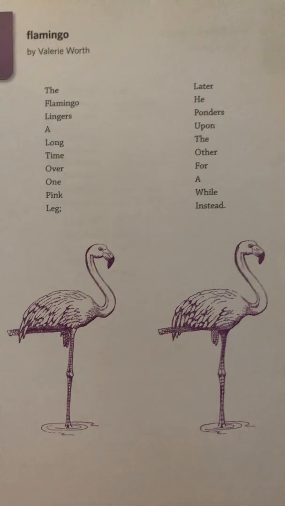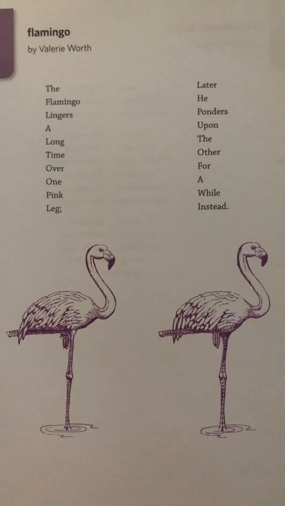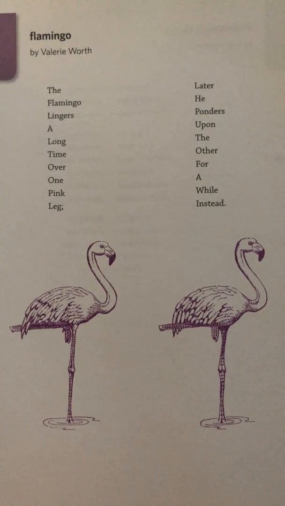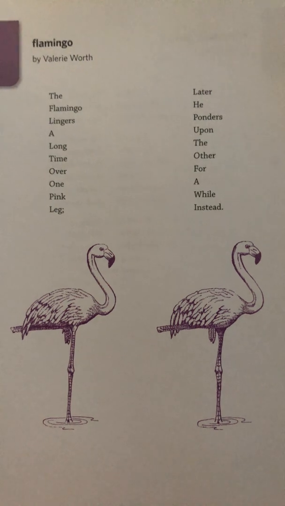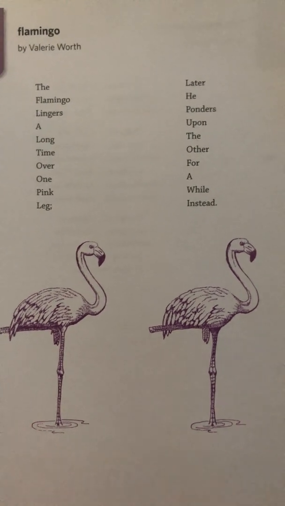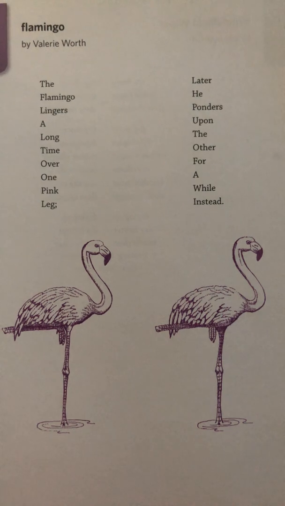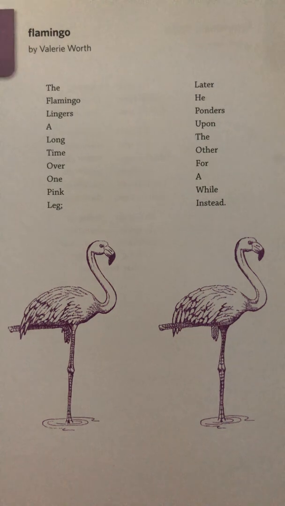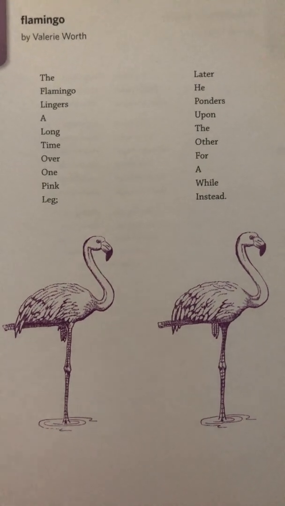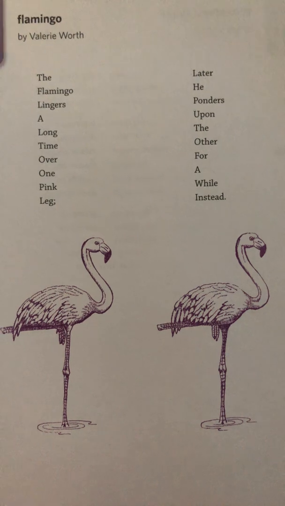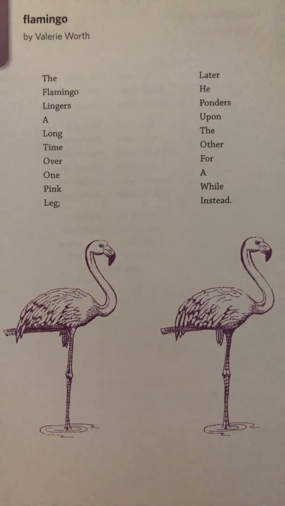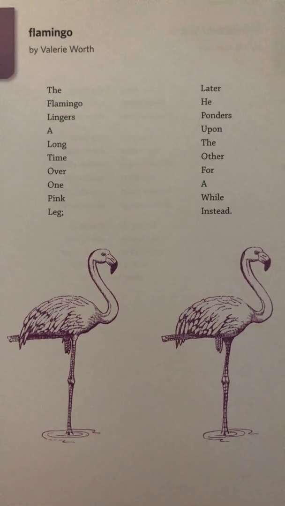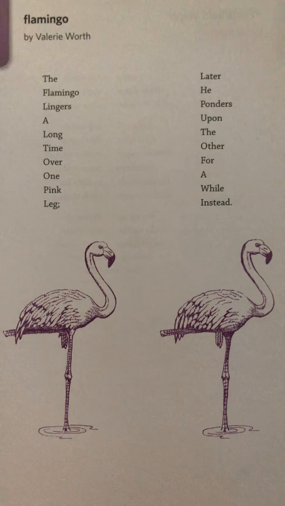So, how does the shape help you imagine a flamingo? Well, hopefully, you would say the shape reminds you of a flamingo's leg. So, keeping that in mind, why do you think the poet might have shaped this poem this way? Why do you think the poet, Valerie Worth, shaped Flamingo this way?